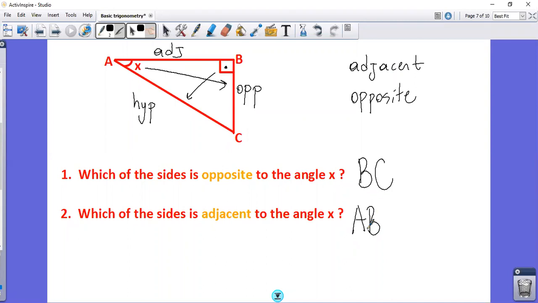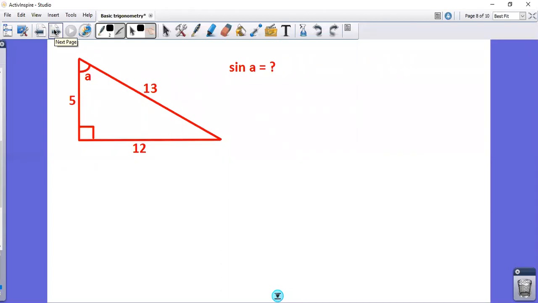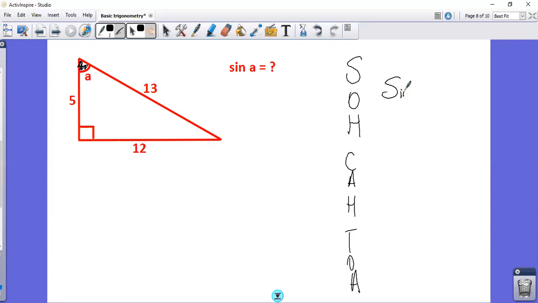All right, so next one, we have to find sine of the angle A. You see here, we have angle A. So what was sine? We are using SOHCAHTOA. It is an easy way to remember the sine, cosine, and tangent formulae. So what is sine? Sine of any angle is equal to opposite over hypotenuse.